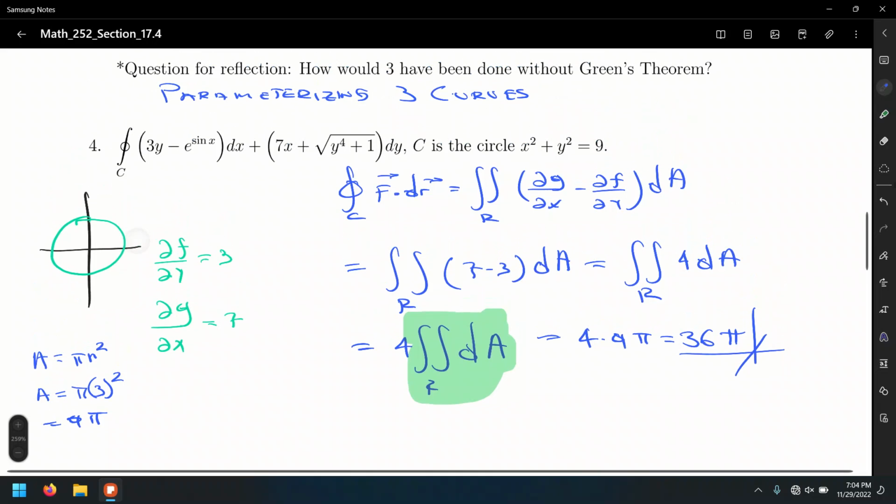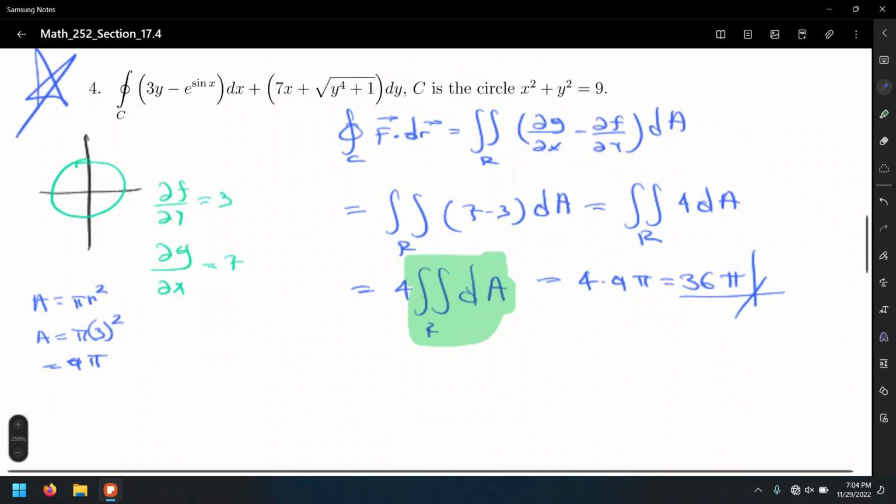So check this out. You know what that means, right? Mm-hmm. Yep. Exam question, right? That little star means exam question.